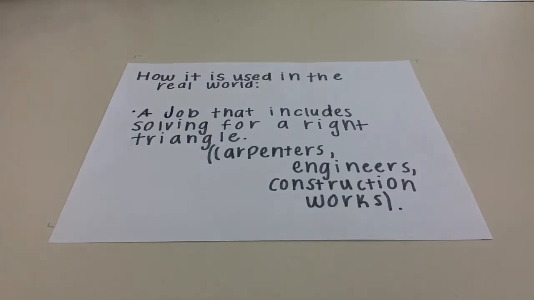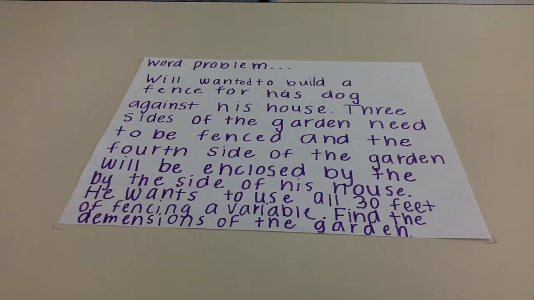How it is used in the real world. A job that includes solving for a right triangle: carpenters, engineers, construction workers. Word problems. Will wanted to build a fence for his dog against his house. 3 sides of the garden need to be fenced, and the 4th side of the garden will be enclosed by the side of his house. He wants to use all 30 feet of fencing available. Find the dimensions of the garden.